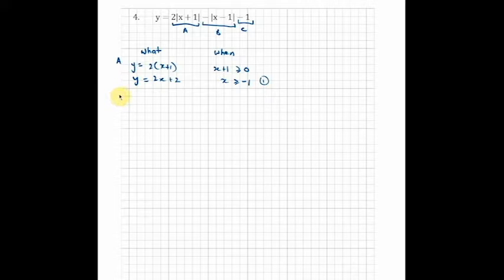And then if we have a look at the second part, when this top part here is less than 0, we've got y equals minus, or if you like, 2 times minus x plus 1, just to take the negative of the bracket, that equals minus 2x minus 2. And when does that occur? When x plus 1 is less than 0, x is less than minus 1.